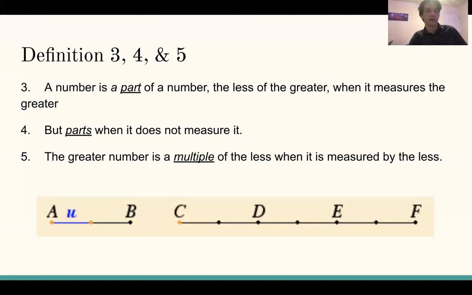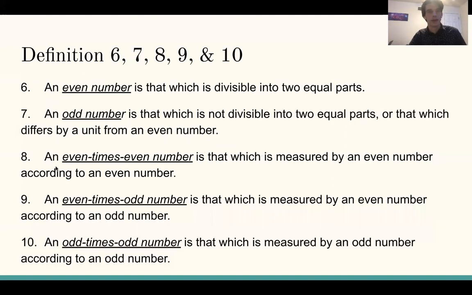And then the greater number is a multiple of the less when it is measured by the less. Again, measured being a divisor, you can see that C to F can actually be measured by A to B, like 2 or 3 times. So the greater number is a multitude of AB, so it's a multiple of AB. That kind of just makes sense in our head.